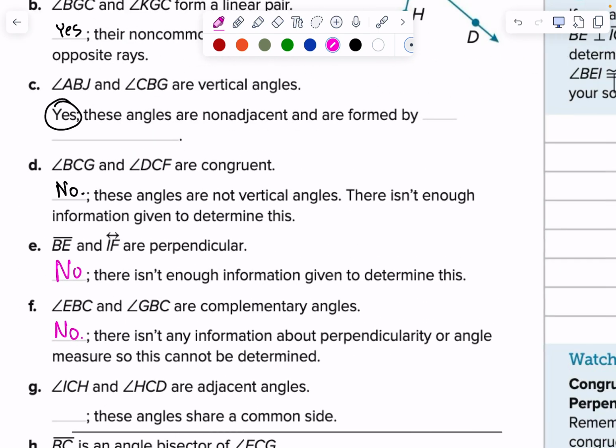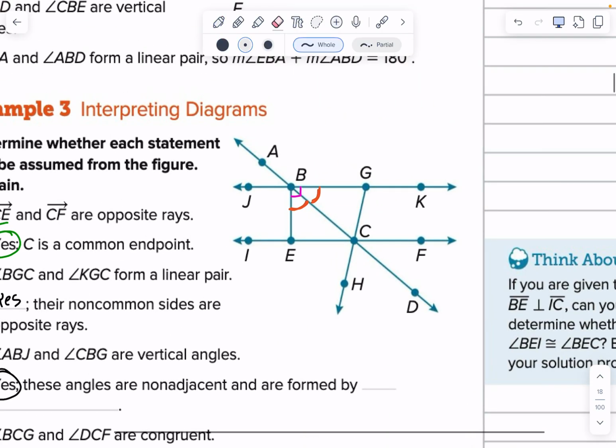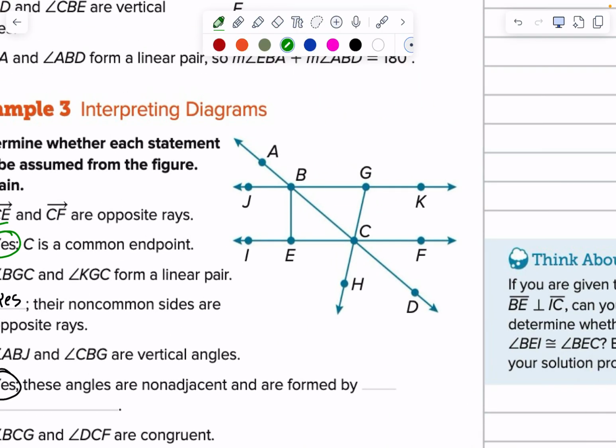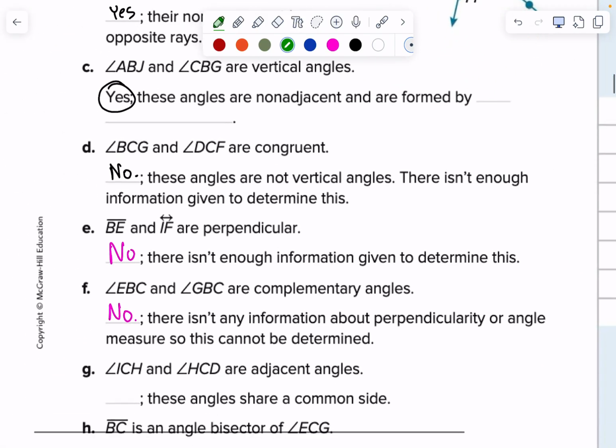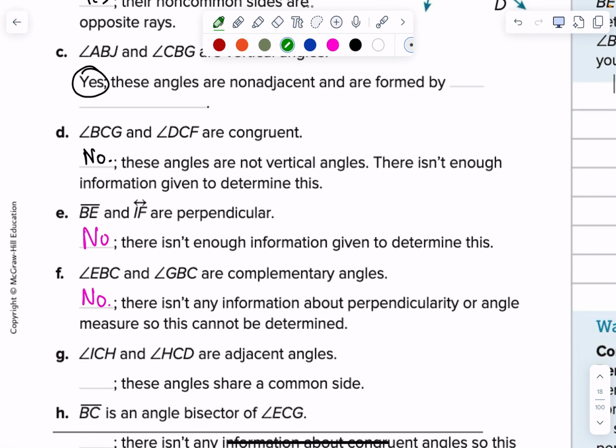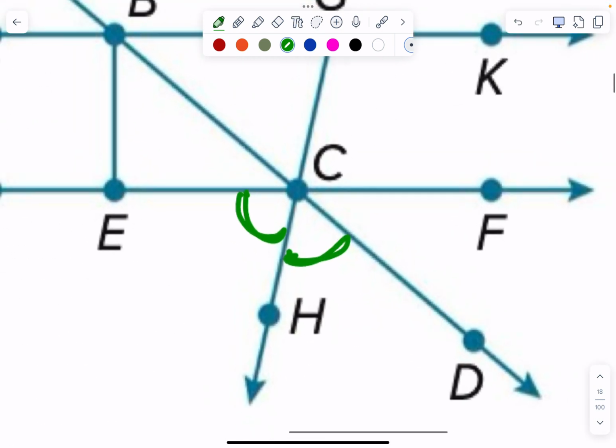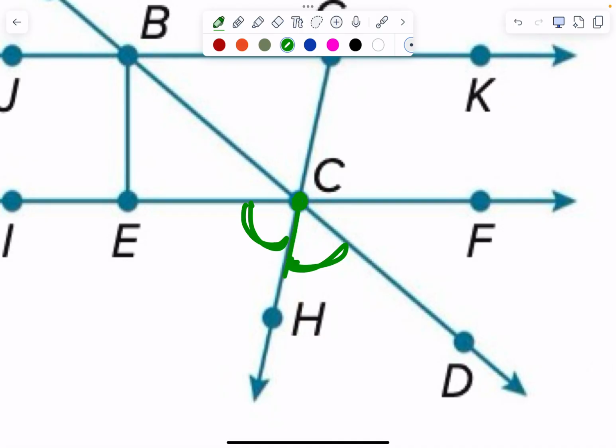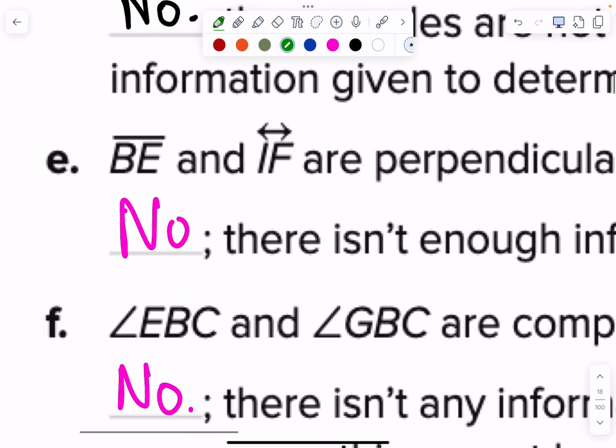Two left. ICH, this angle. And HCD. Those are, what do they call them, adjacent? Yeah. Those two, are they adjacent? Yeah. They share a vertex, share a side? You betcha, yes, they do. So that guy's a yes.